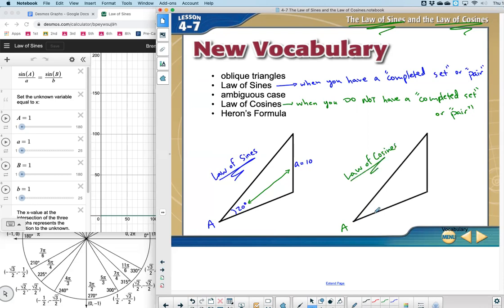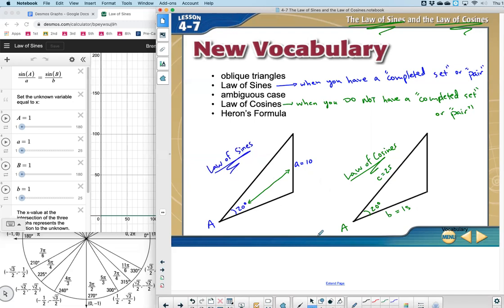So let's just say I give you A is 20 degrees, and I give you B is, let's see, that's 10. This is a little bit longer. I'll call this one 15. And they give you C equals 25. Something like this, you would use law of cosines because you do not have a completed set now. All right, so that's the difference in the two of when you use one, when you don't use the other.